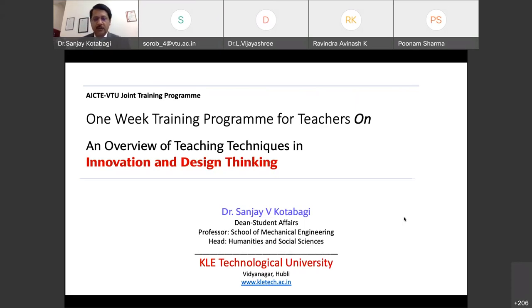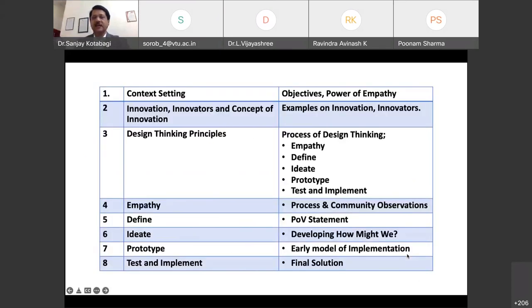And since we are talking about taking students through the entire journey of design thinking in a workshop mode, let us set the flow for it. So if I want to conduct this as a workshop, then naturally initially I need to set the context. That is the objectives.